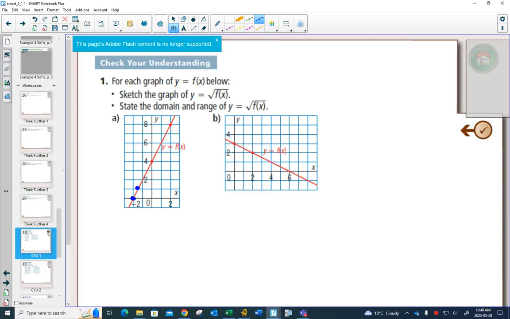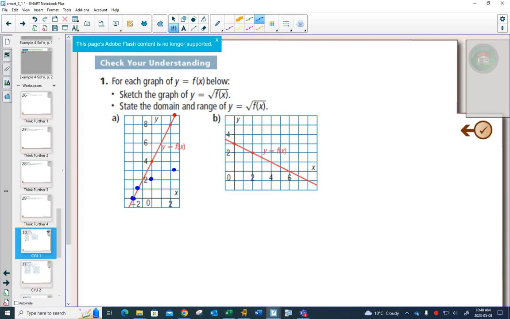Square root of 0 is 0. Square root of 1 is 1. Are there any other nice values you could square root? Yes. Square root of 4 is 2. That's a nice point to put on there. And technically right here, can you see that right there you would have 9? And the square root of 9 is 3. So technically, I'd have a point there.